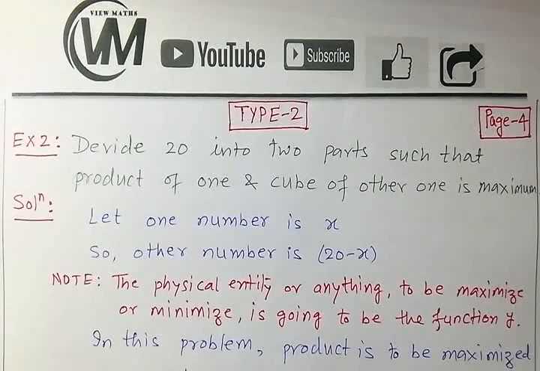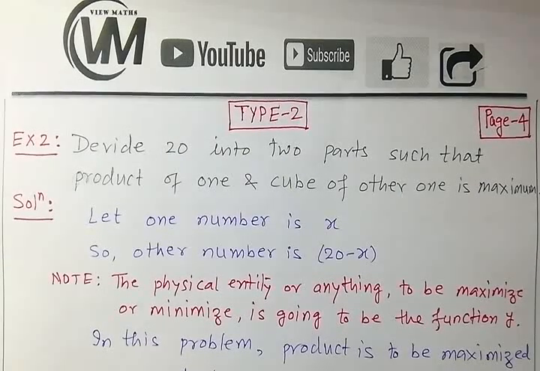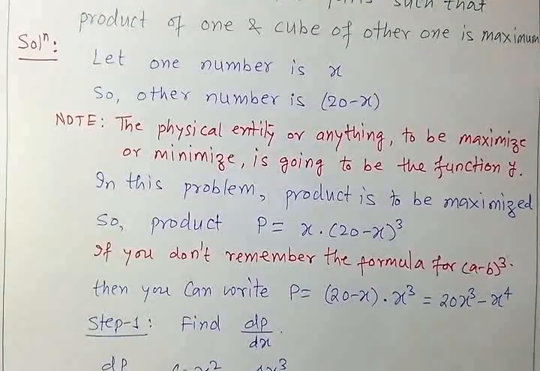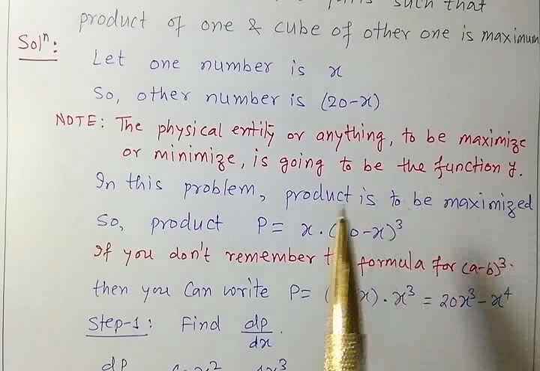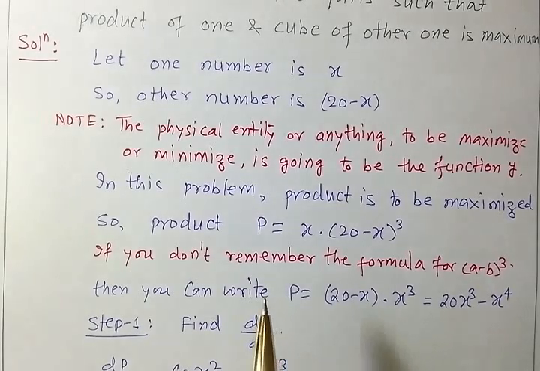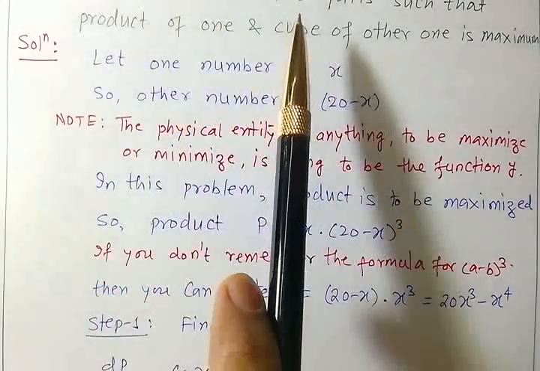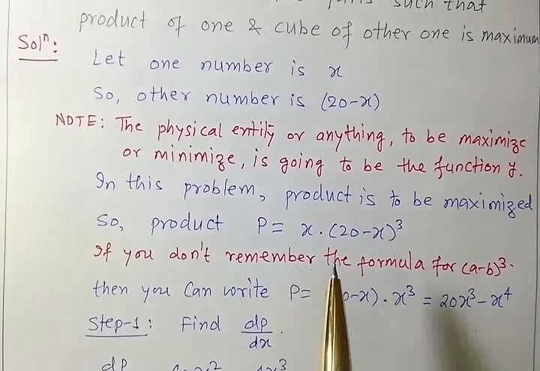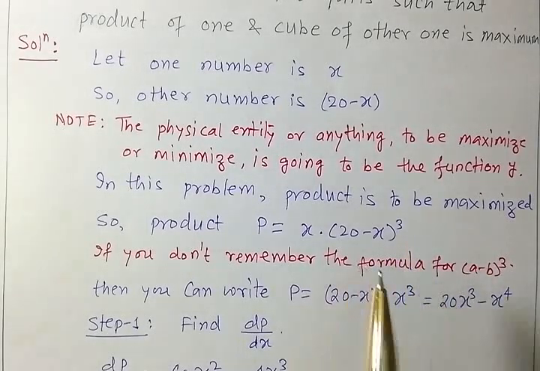Now see the note I have given here. The physical entity which is to be maximized or minimized is already given in the problem. In this problem, the product will be maximum. How to construct the product? It says the product of one number and the cube of the other one is maximum. So one number is x, the other one is 20 minus x. So x into (20 minus x) cube, the cube of the other one. Now here the problem comes.